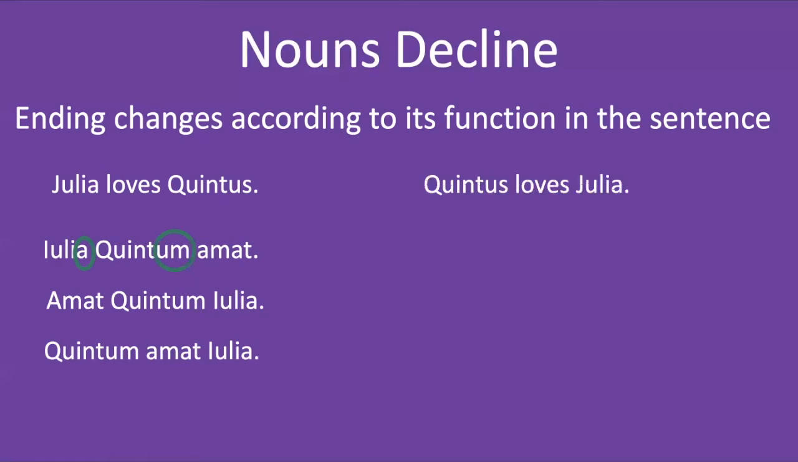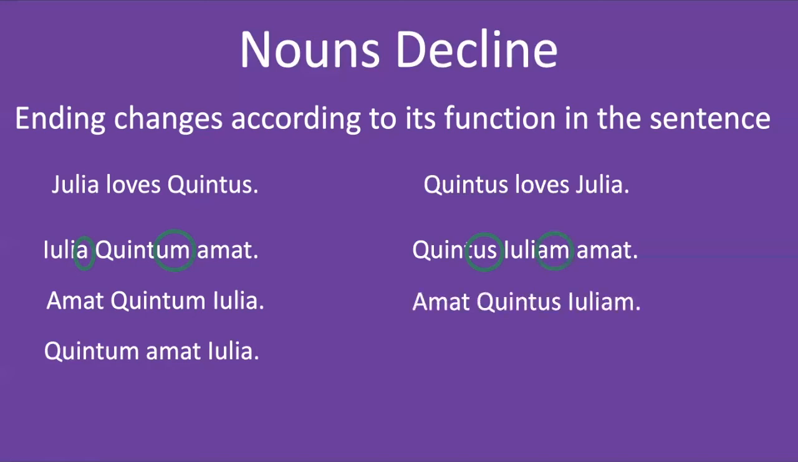So let's switch this up and have Quintus loves Julia. So now Quintus is the subject and Julia is the direct object. So in Latin, that looks like this. Quintus Juliam amat. So Quintus is our subject. So Quintus has the subject ending. Julia is the direct object. So Julia has the direct object ending. And then amat's the verb, and that doesn't change. Again, you can reword this however you want. The word order does not determine the translation. It's the ending. So that's what it means to decline a noun. The ending changes according to its function in the sentence.